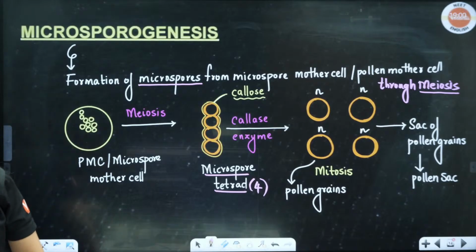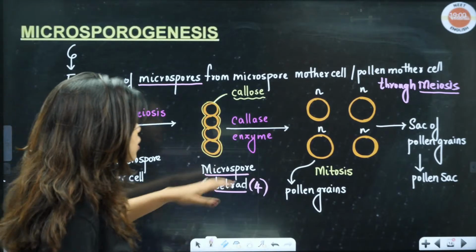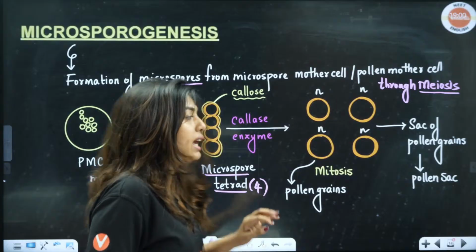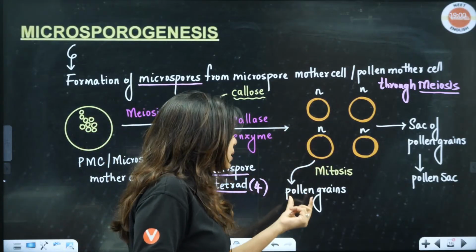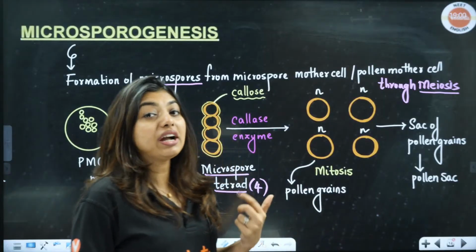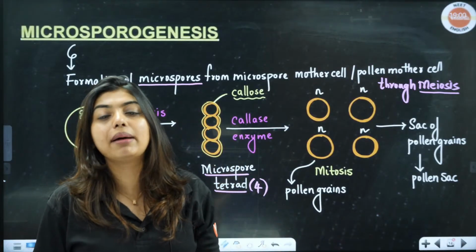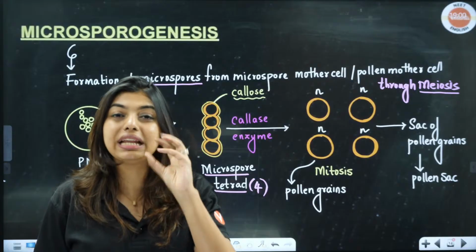Now look here, this is each of the microspores. Okay, students, each microspore can become the pollen grains. Okay, why do we need to form the pollen grains? Because, ma'am, the pollen grains have the male gamete inside.